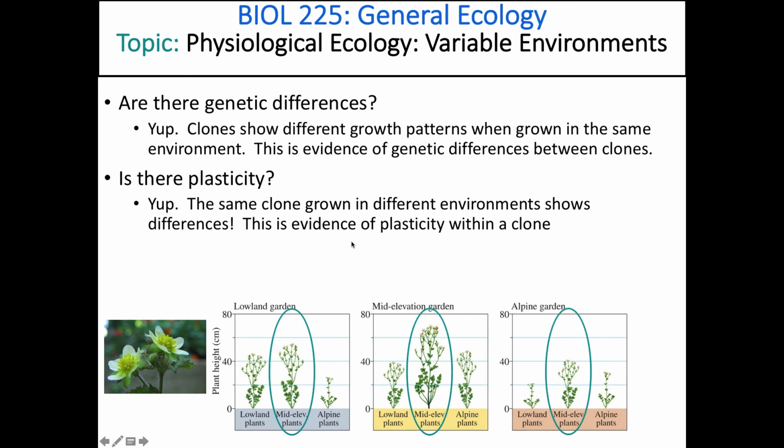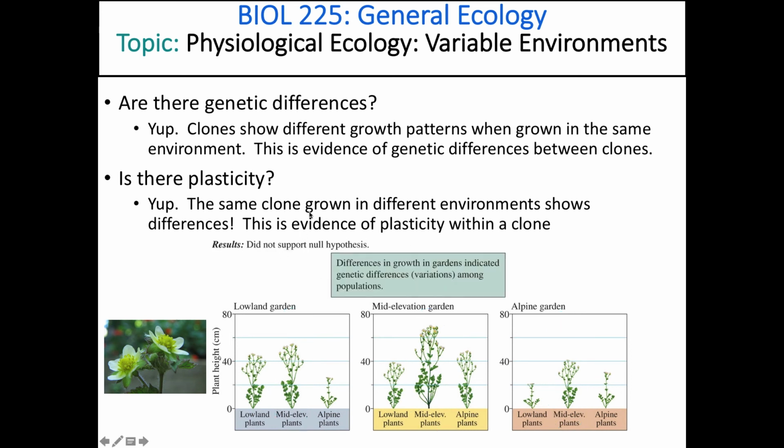And the reality is, in most species, you have some combination of both. So our results in this experiment did not support the null hypothesis. Differences in growth in the gardens indicated genetic differences among populations, and they also indicated plasticity.